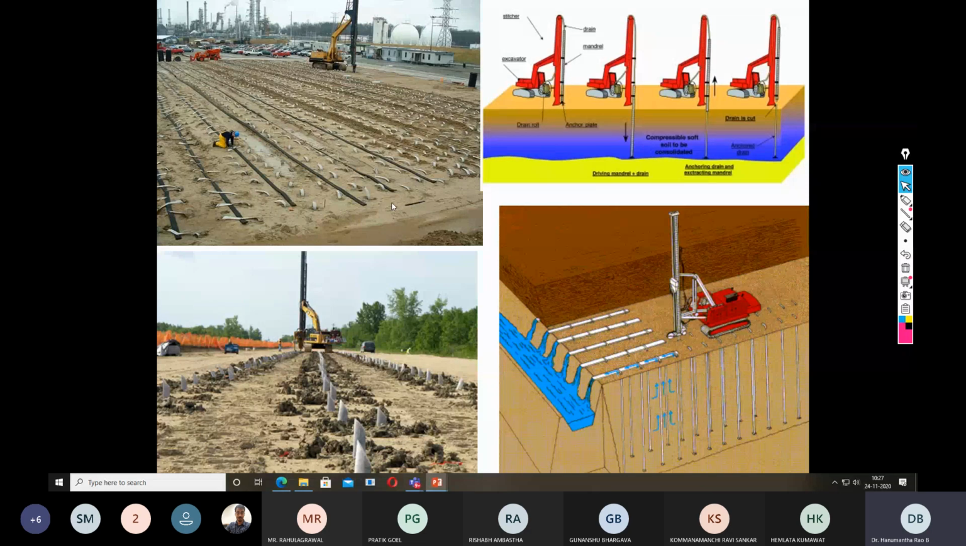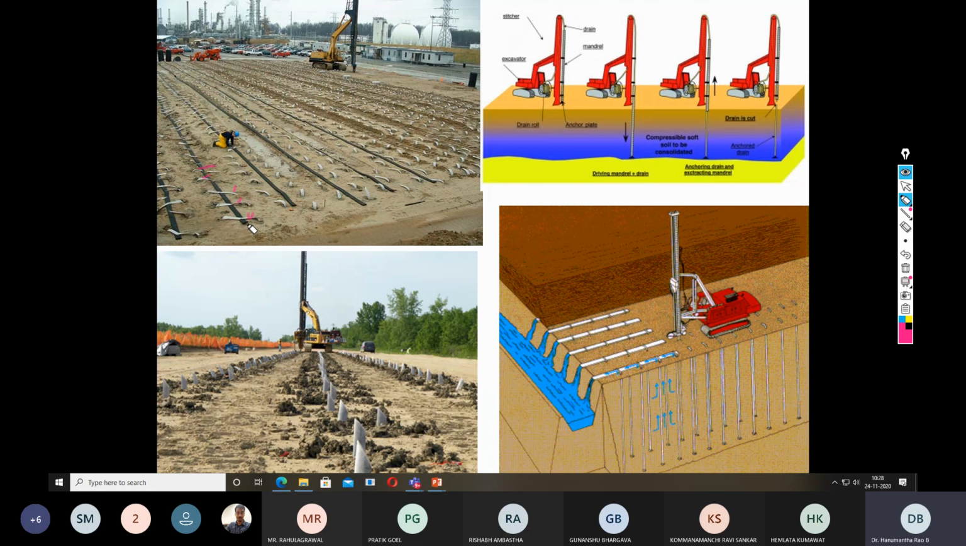And this is the sand blanket. This is the sand blanket, and you can see there are two things. These are individual strips. This is an individual strip. All these are individual strips. And also look, there is another pipe which is interconnecting all the PVDs.